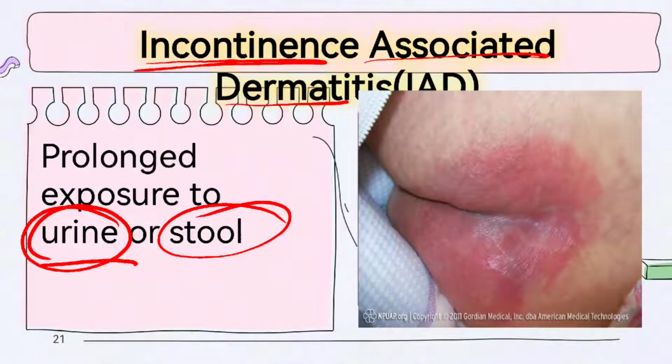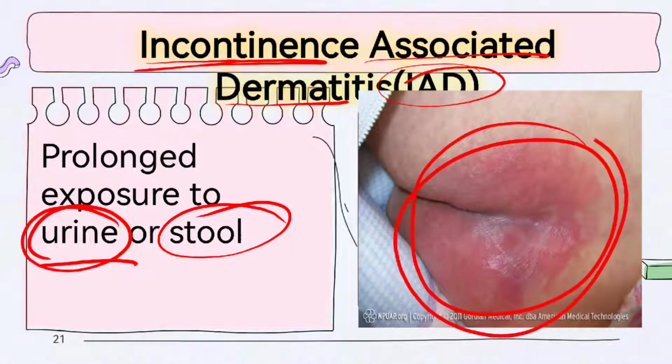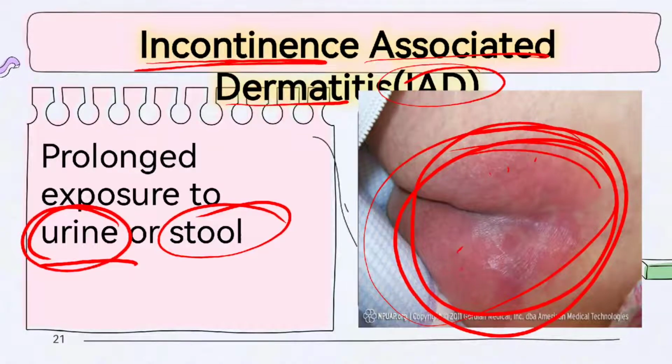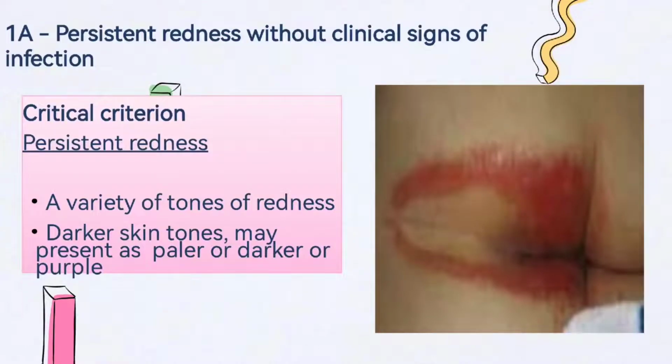Okay? Now, this IAD is commonly misdiagnosed as pressure injury. Why? Because urine and stool happen only in your perineal area. Correct? That's why it's misdiagnosed. Now, how are you going to know? Of course, it's scattered. It's diffuse. Later on, I have a table differentiating IAD and pressure injury. But again, incontinence-associated dermatitis comes only from exposure to urine and stool.